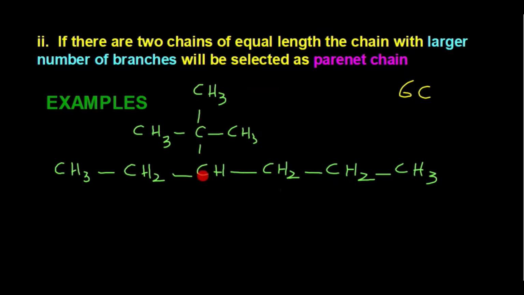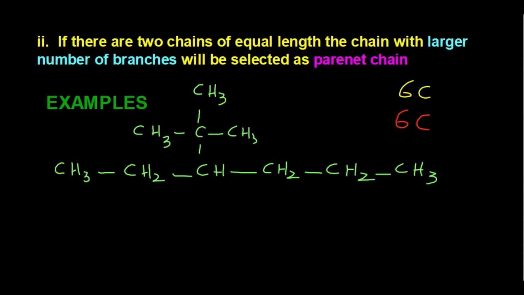If we take this chain as a parent chain, then how many branches are attached with this chain? 1, 2, 3. So we write how many carbon atoms are there in the second chain. In the second chain we again have 6 carbon atoms.